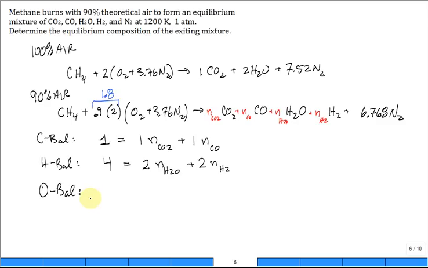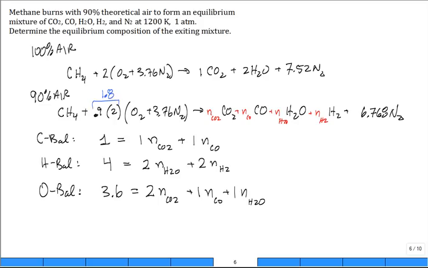So we had 1.8 times 2, so 3.6 oxygens coming in, and we had 2 for every mole of CO2, and 1 for every mole of CO, and 1 for every mole of H2O. I pause. Did we get those correct? Yeah. They look good?